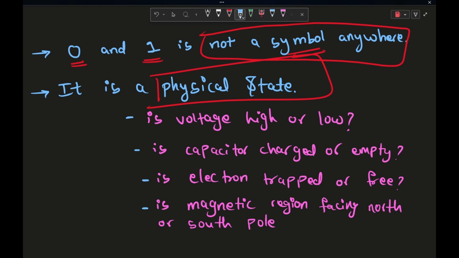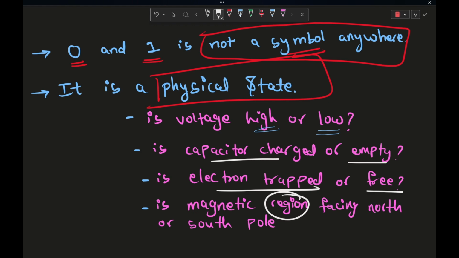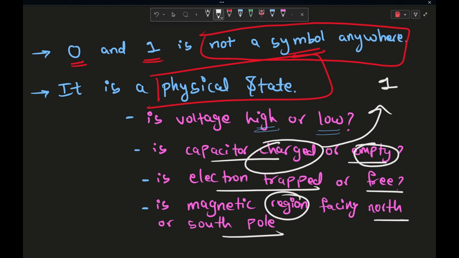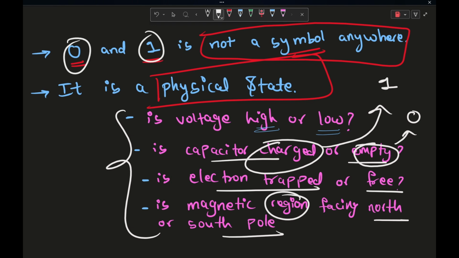For example, whether the voltage is high or low, this is one case. Another is whether a capacitor is charged or empty. Another is whether an electron is trapped or free. Another is whether the magnetic region of that particular part is facing the north or south pole. So if a capacitor is charged, it may denote 1, and if the capacitor is not charged, it is empty, then it might be 0. All these are various kinds of physical states that are used to store 0 and 1 at a binary level. So right now we know that 0 and 1 is not a symbol, it's basically a physical state.